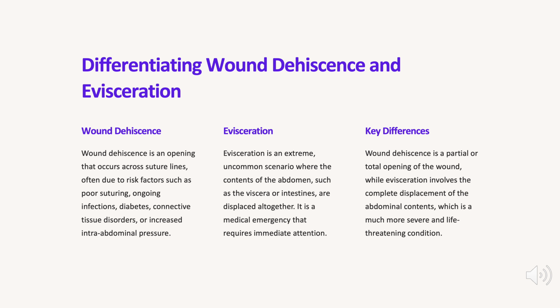Wound dehiscence refers to a partial or total opening of the wound along suture lines and is often attributed to various risk factors such as inadequate suturing, ongoing infections, underlying conditions like diabetes, connective tissue disorders, or increased intra-abdominal pressure.